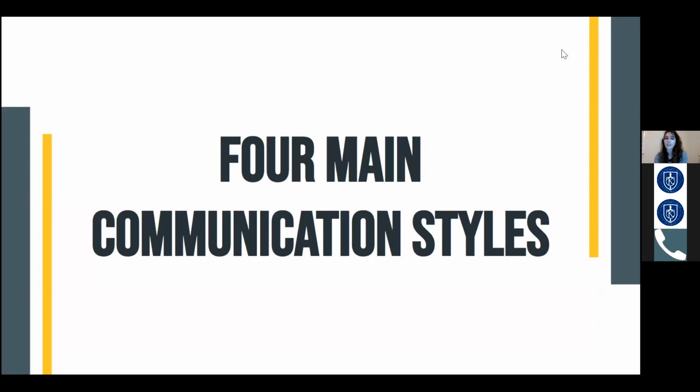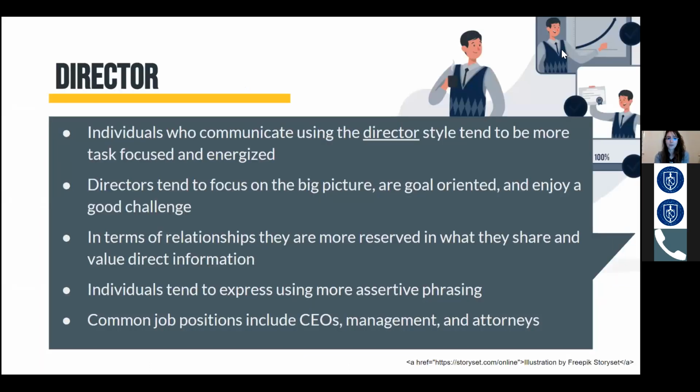So what are the four main communication styles more in depth? Well, the director, someone who communicates using this specific style, tends to be fast, task-focused, and energized. Directors tend to focus on the big picture. They focus on goals, and they are always up for a good challenge. They're the kind of people you would want to give a hard task that you've been struggling with, because they'll be able to break down those facts and figures, be engaged in it, and get it done. In terms of relationships, they tend to be more reserved in what they share, and they value direct information. So be very direct with them.